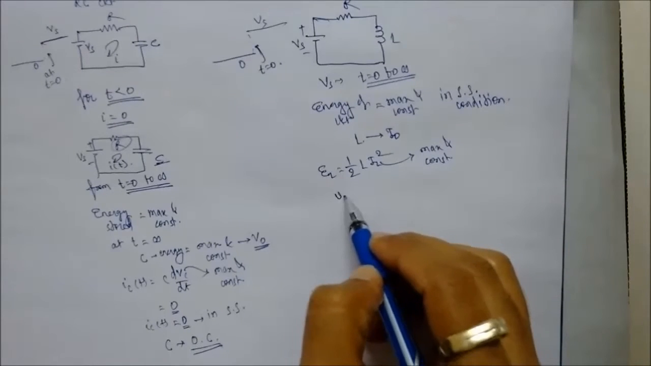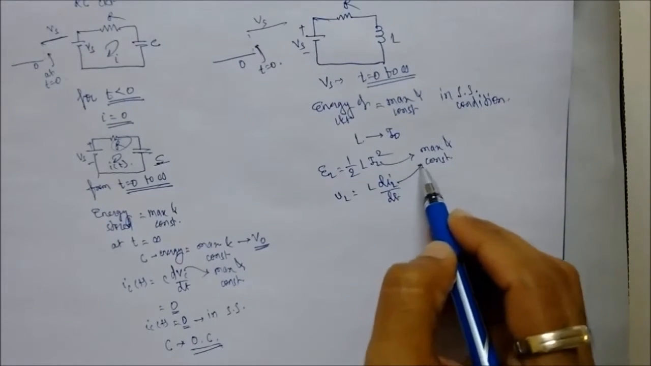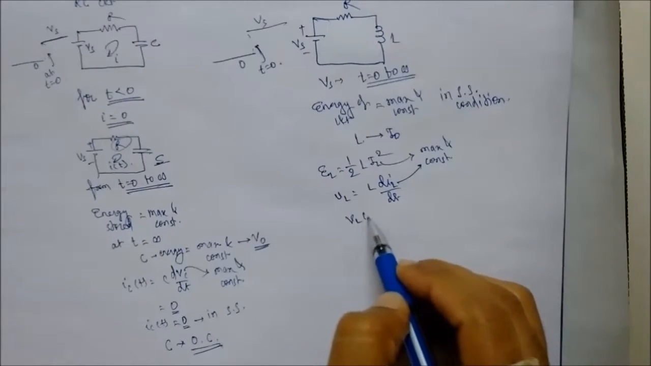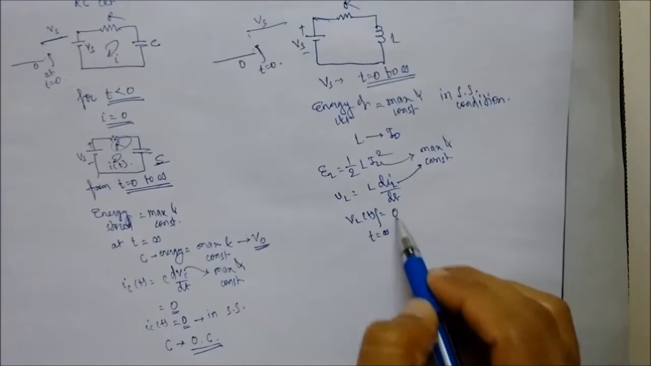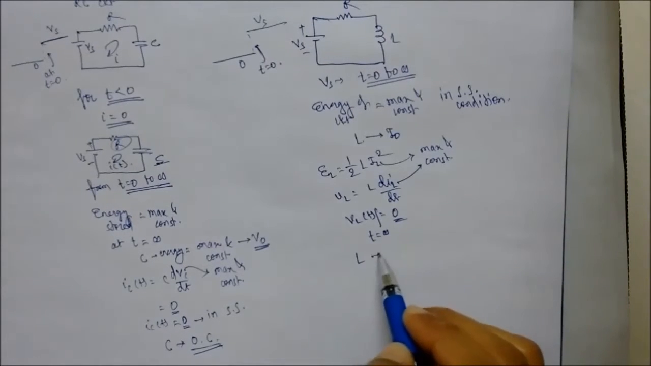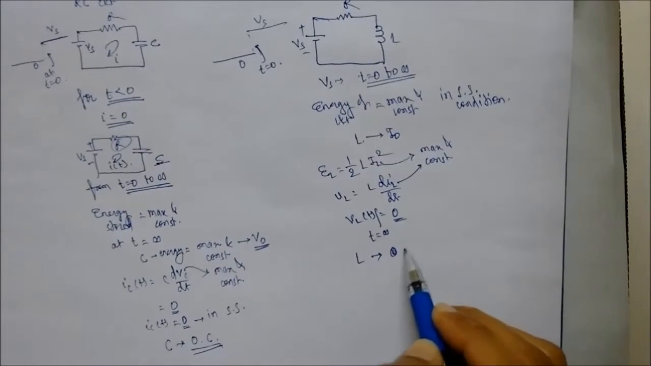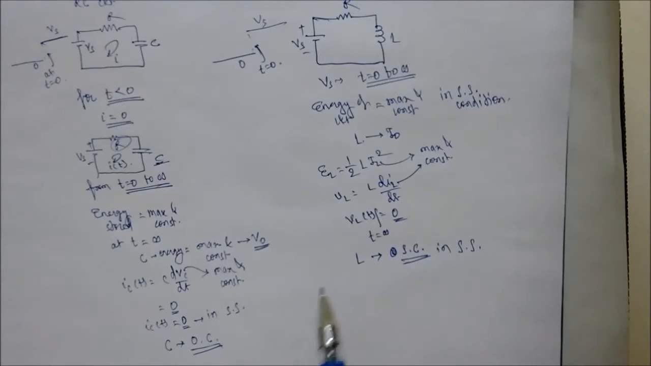So what is the value of VL? VL is equal to L dIL by dt, but IL is maximum and constant. So the value of VL that we get at t equal to infinity, that means in steady state, is equal to 0. That means the voltage across the inductor is 0, so the inductor acts as a short circuit in steady state condition.